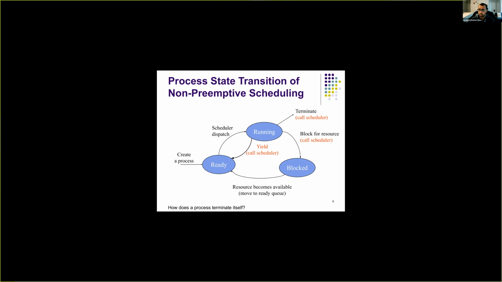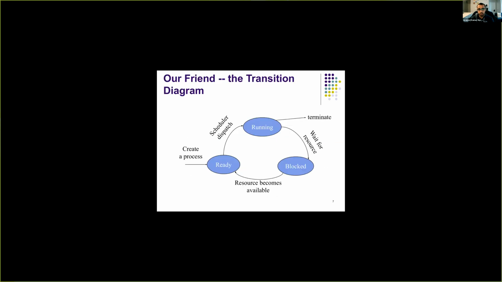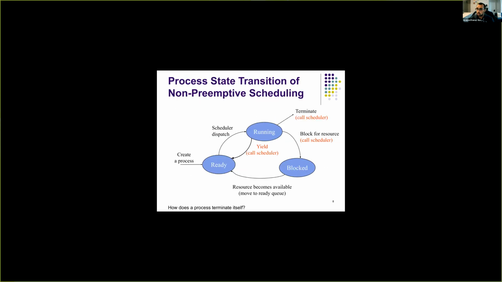So how does a process terminate itself? In the last class, if you remember, there was an example where we used a system call called exit. So exit is a system call through which a process tells the operating system to terminate the current process.